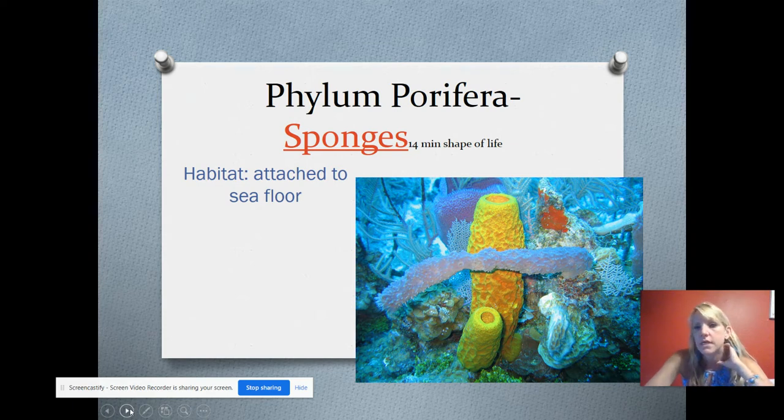Okay, so what we're going to mainly talk about today is sponges. Sponges' habitat is the seafloor, obviously. And the first people to classify them thought they were plants, but they're not.